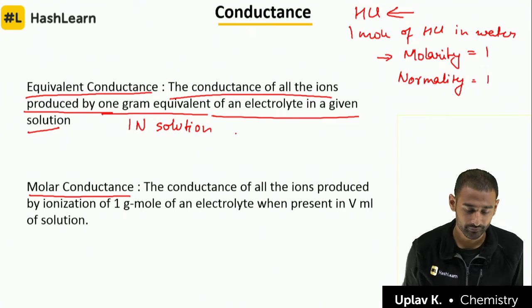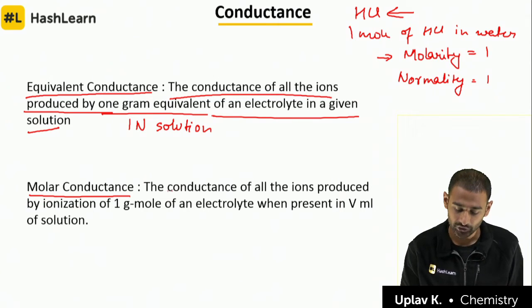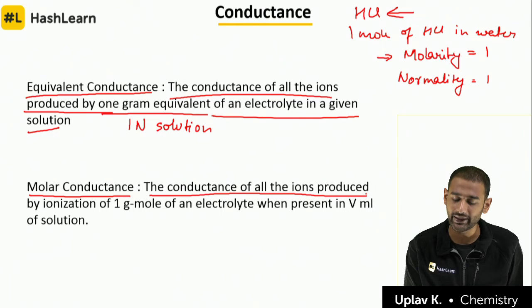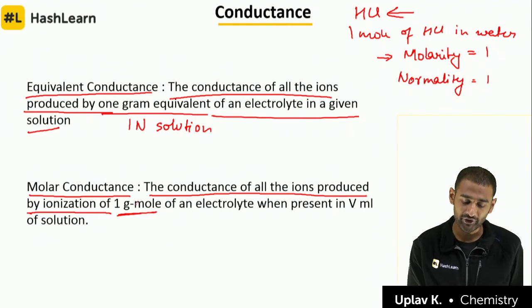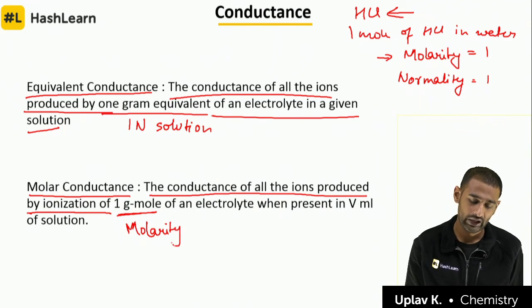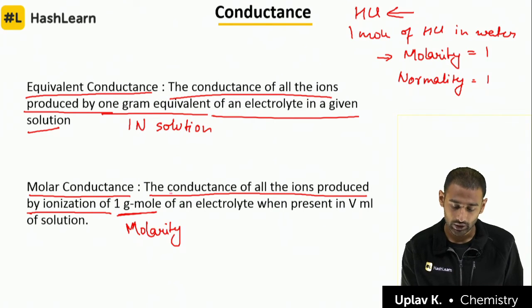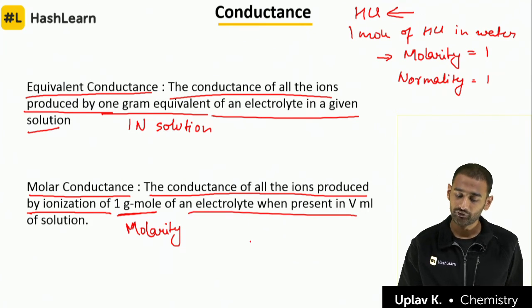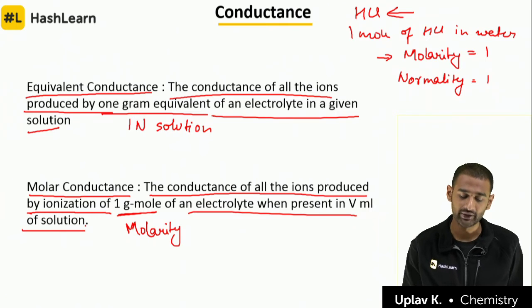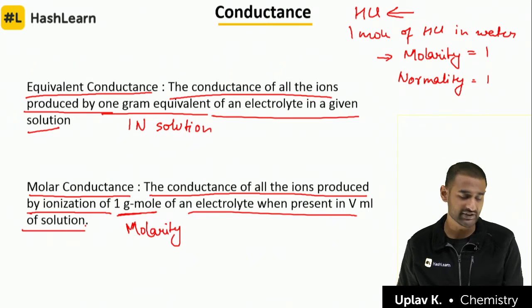Fine. Now what about the molar conductance? It's just a matter of definition. There is not much difference in both of them. See what is written here. The conductance of all the ions produced by ionization of 1 gram mole. Because you are talking about molar conductance, in this case molarity comes in. Because you are talking about gram equivalence, in this case normality comes in. So the conductance of all the ions produced by ionization of 1 gram mole of an electrolyte when present in V mL of solution is called molar conductance. Fine. So I hope nobody has any doubt in the definition, it's a very simple thing.